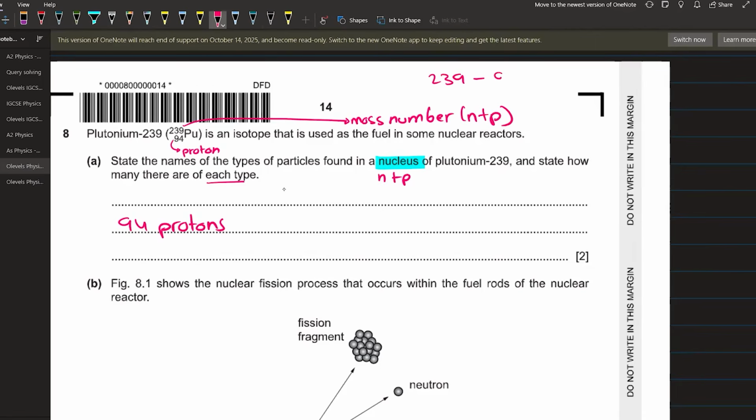239 minus 94 will give you the number of neutrons. This comes out to be what? 239 minus 94. This comes out to be 145. Number of neutrons कितने हो गए? 145. Simple, easy peasy, nothing complicated.